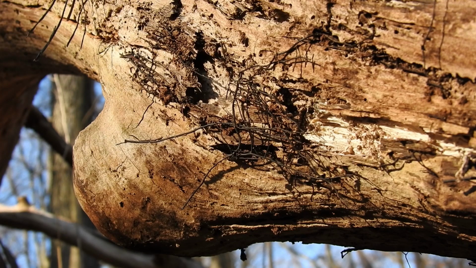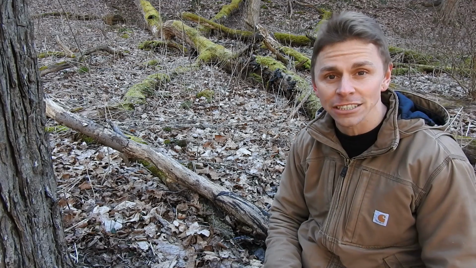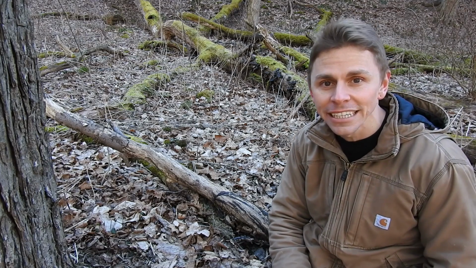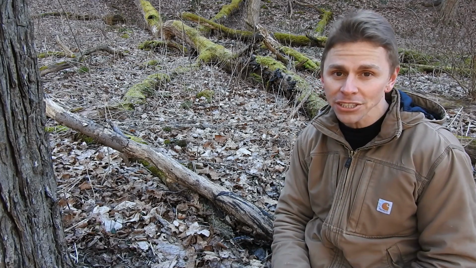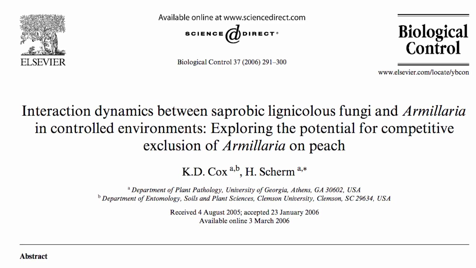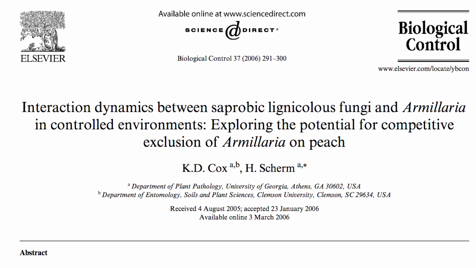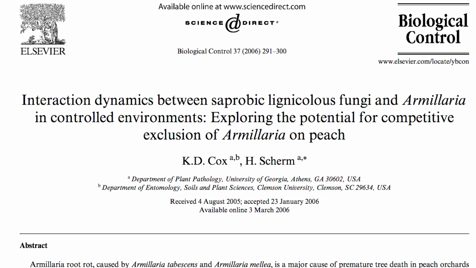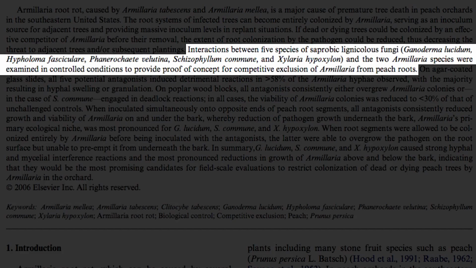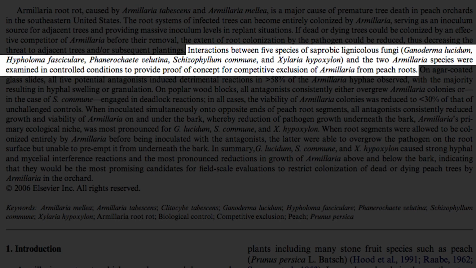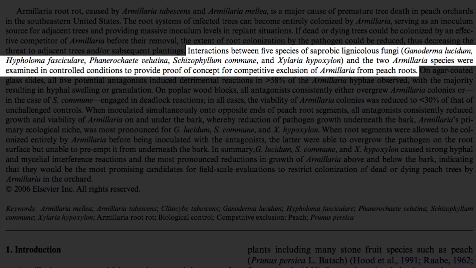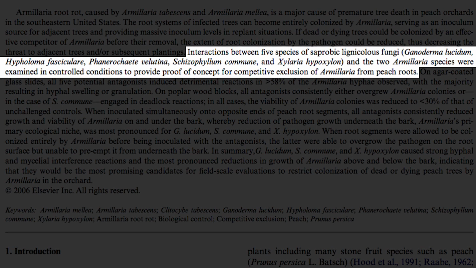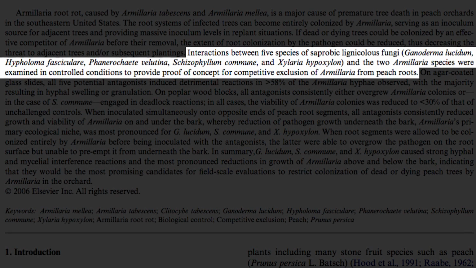So there was an interesting paper that was published in 2006 documenting the anti-armillaria effects of 5 fungal species. And this was in the context of peach tree mortality. All of the experiments in this study were conducted in a lab, either using petri dishes, wood blocks, or root segments, and results showed that all 5 species, Ganoderma lucidum, Hypholoma fasciculare, Phanerochaete velutina, Schizophyllum commune, and Xylaria hypoxylon, demonstrated anti-armillaria effects.